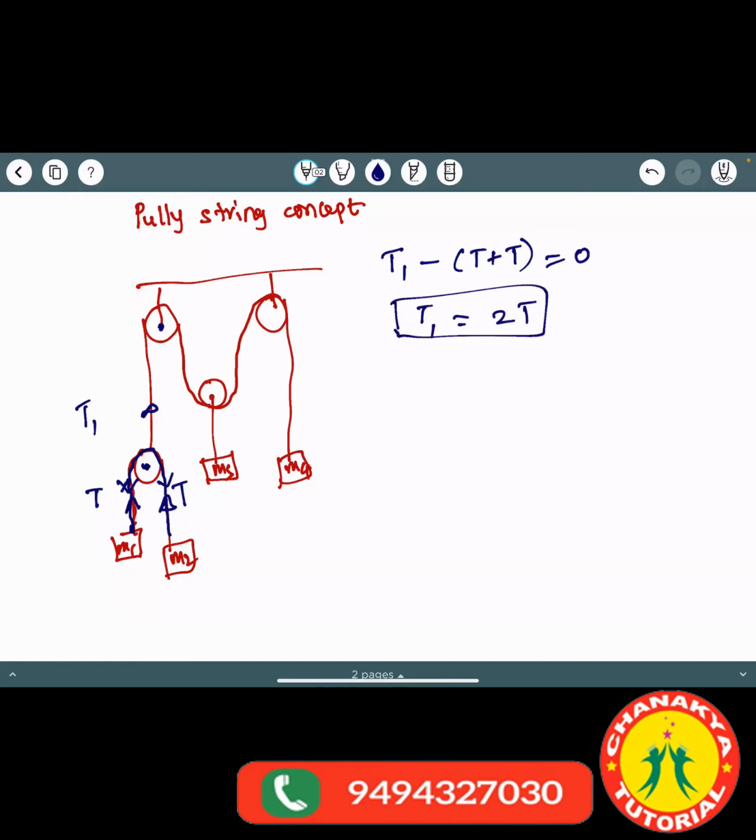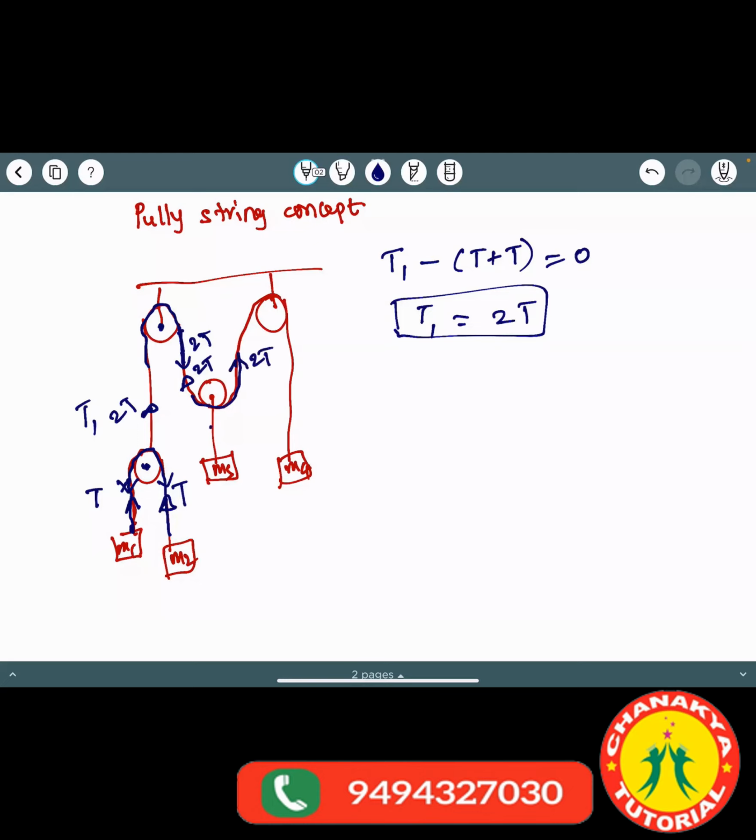Any doubt here? No, sir. So you can immediately say, if it is T here and T here, it is 2T here. If it is 2T here, then again the same string is going, so here also the tension is 2T. You have to show it like this for one pulley. It is always a pulling force. Again, this is the same string, guys, so here also 2T.